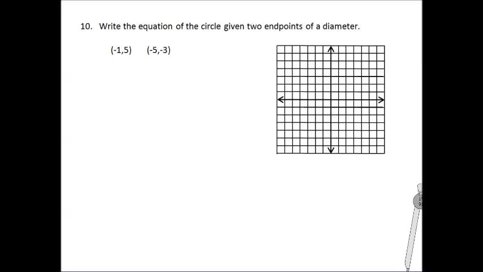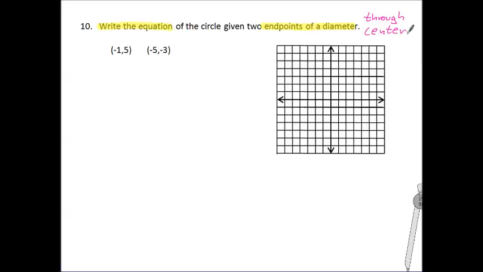Write the equation of the circle given two endpoints of a diameter. So here we are not given the radius, we are not even given the length of our diameter, we're just given two endpoints. But we do know that our diameter goes through the center, right? So we're going to use those endpoints to find the midpoint of our diameter, which is the center of our circle. Midpoint, ring a bell?